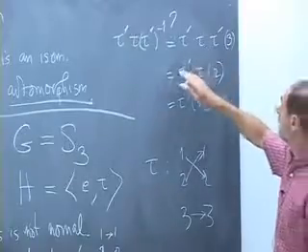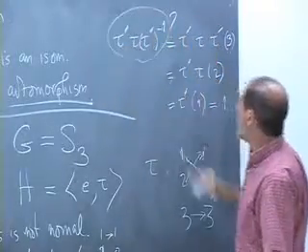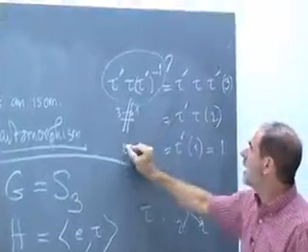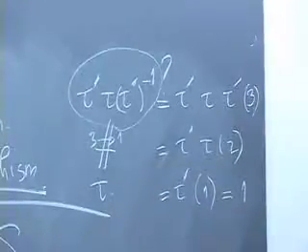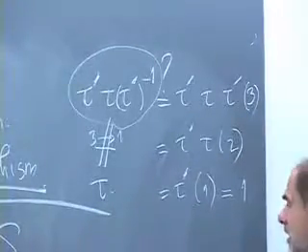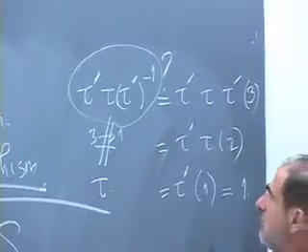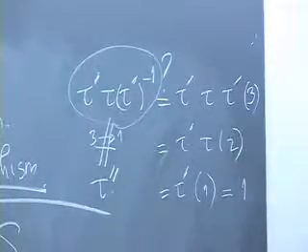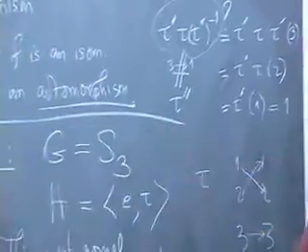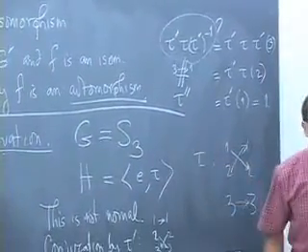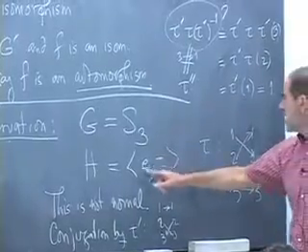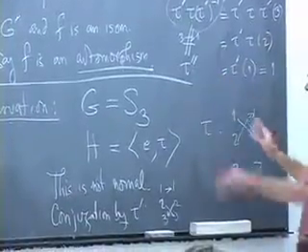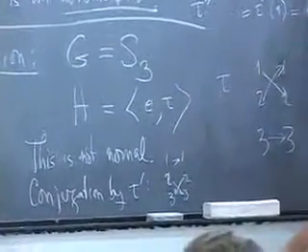So this element does not fix 3. It takes 3 to 1. So in particular, it's not equal to the element tau. In fact, it's the other transposition. It's equal to tau double prime. One can figure that out pretty easily. This has to be conjugated into a subgroup, and there are only three subgroups of order 2 in this group: generated by e and tau, generated by e and tau prime, and generated by e and tau double prime. And tau double prime is the unique one of these that takes 3 to 1.